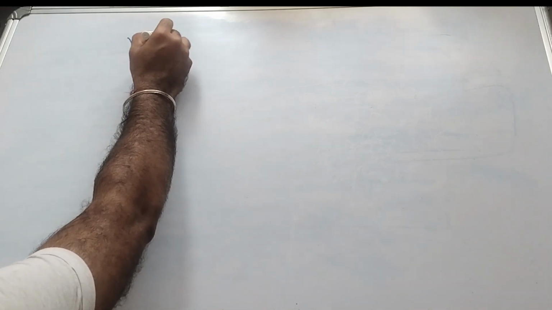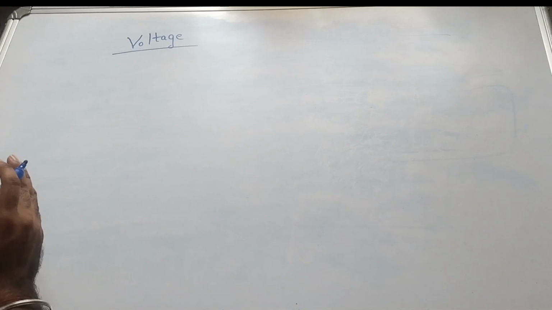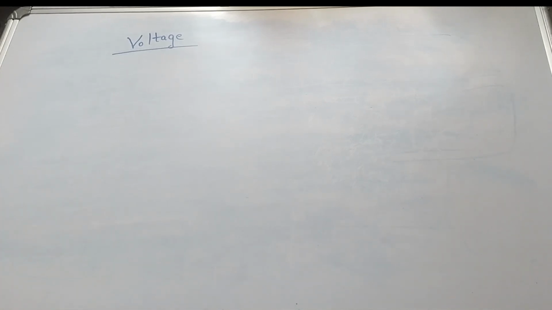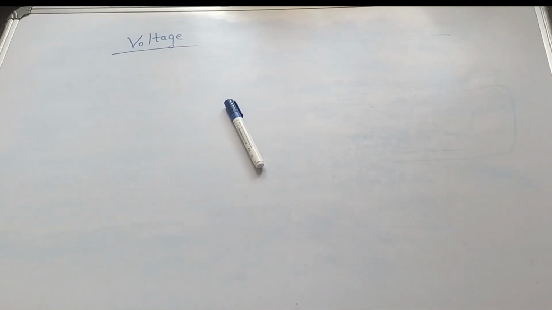Let's discuss what is voltage. To move a charge in a particular direction requires some work or energy transfer. Like to move this marker, we need to apply some work. We'll do some work on the marker, then only the marker moves.